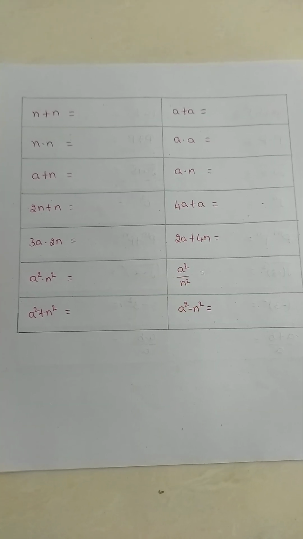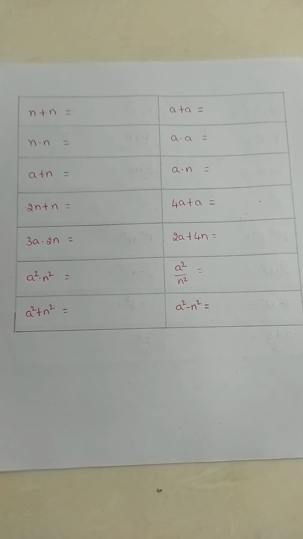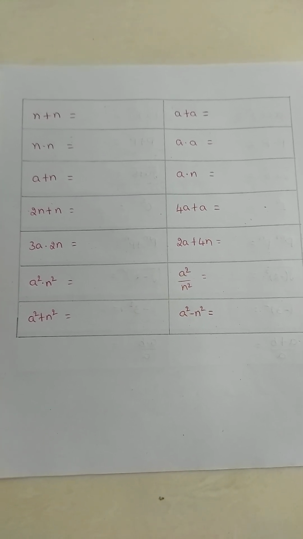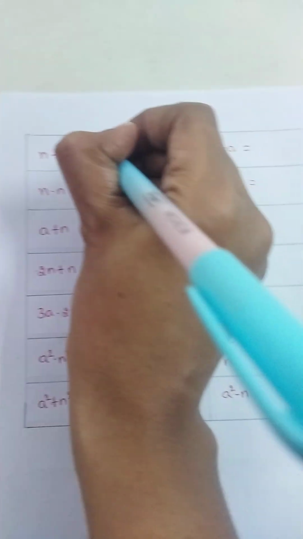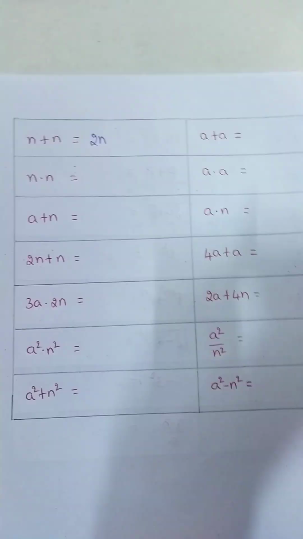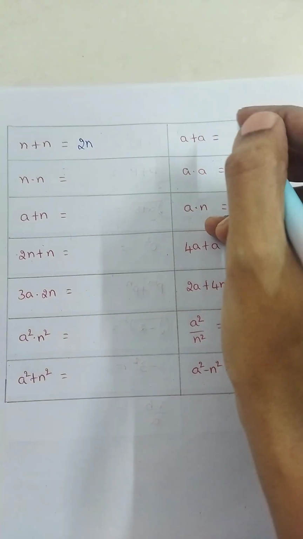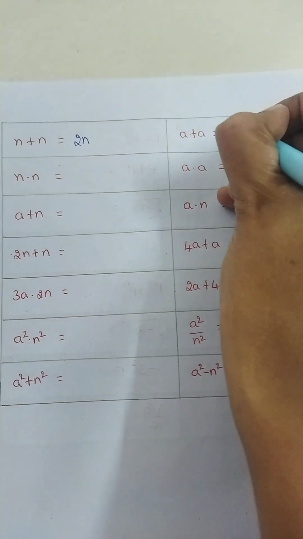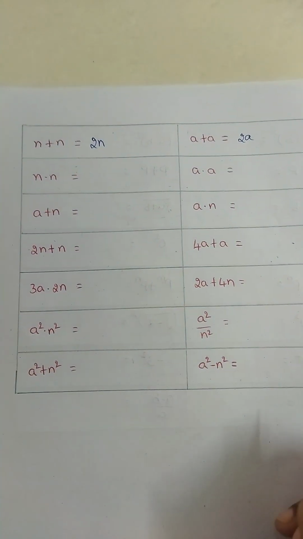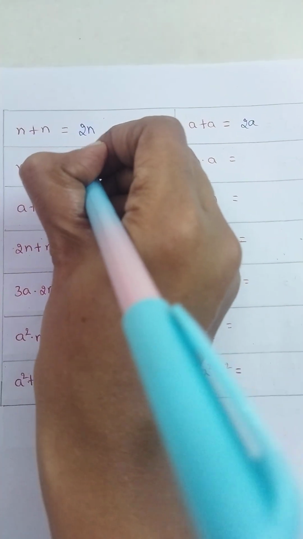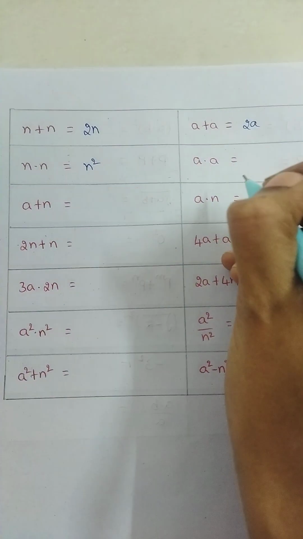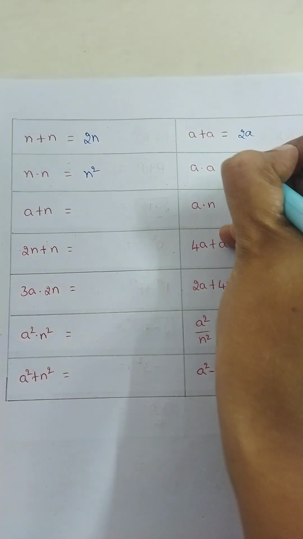Today's class is about basic mathematical equations and what we will get for those equations. n plus n equal to 2n. Similarly, a plus a equal to 2a. n into n equal to n square. Similarly, a into a equal to a square.